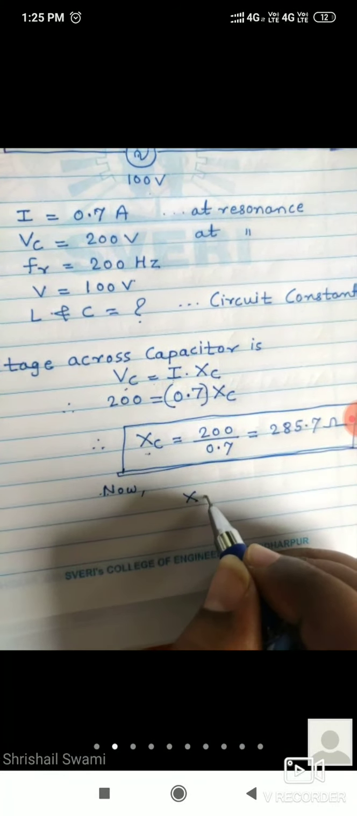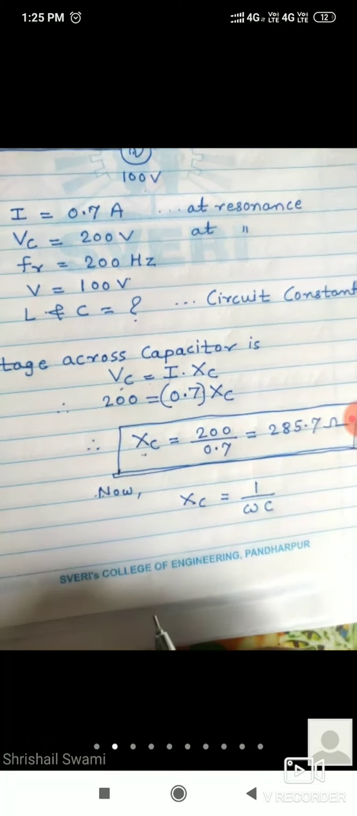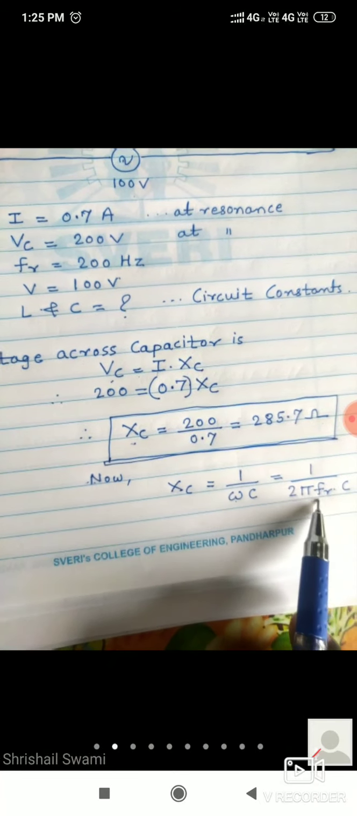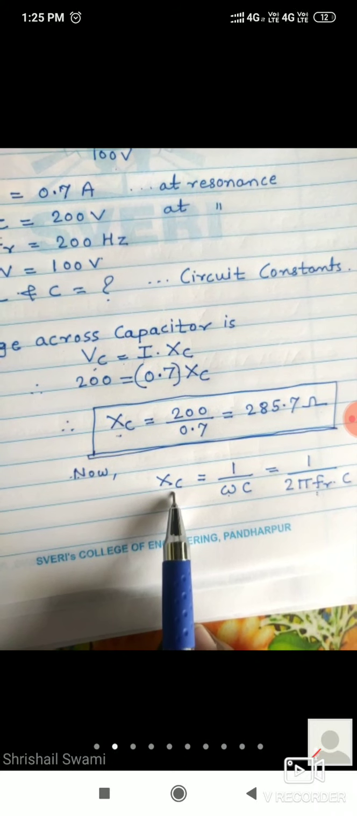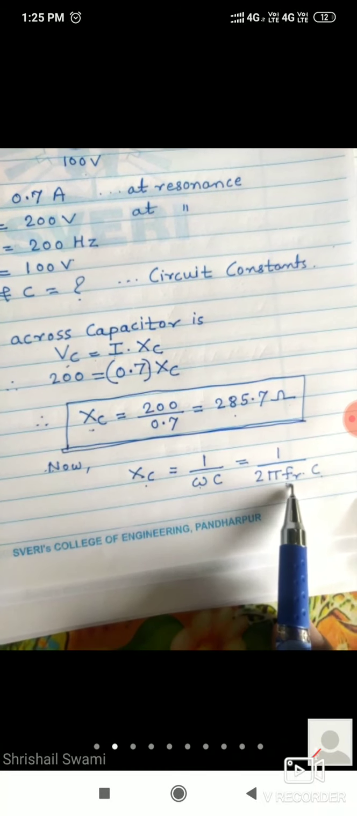Okay, now XC is equal to 1 upon omega C. So 1 upon omega means 2 pi FR into C. Why FR here? Because at resonant frequency voltage across capacitor is given. Therefore frequency we have to take as a resonant frequency. Now tell me, XC is known. What is the answer of XC? 285.7. We have to find the C value. The value of FR is given.